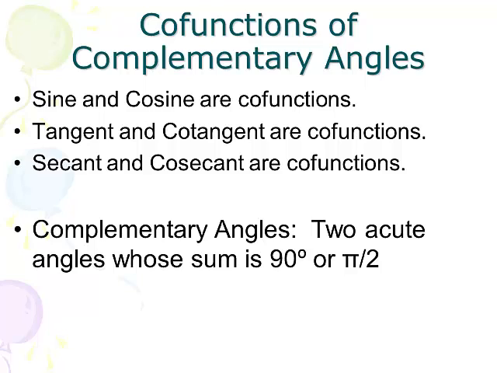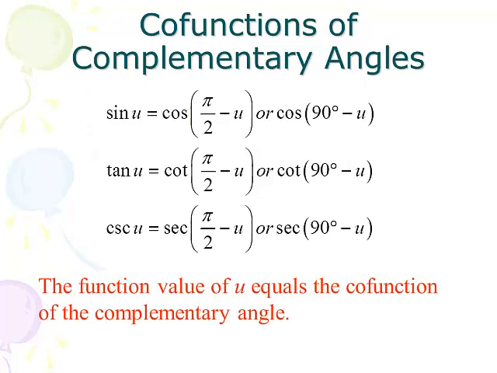And as a reminder, complementary angles are two acute angles whose sum is 90 degrees in the case of degree angles, or pi over 2 in the case of radian angles. There's a lot going on here, but basically what this says is the sine of any angle is equal to the cosine of its complementary angle, or the tangent of any angle is equal to the cotangent of its complementary angle, and the same for cosecant and secant. Notice I have them written here in both radians and degrees.